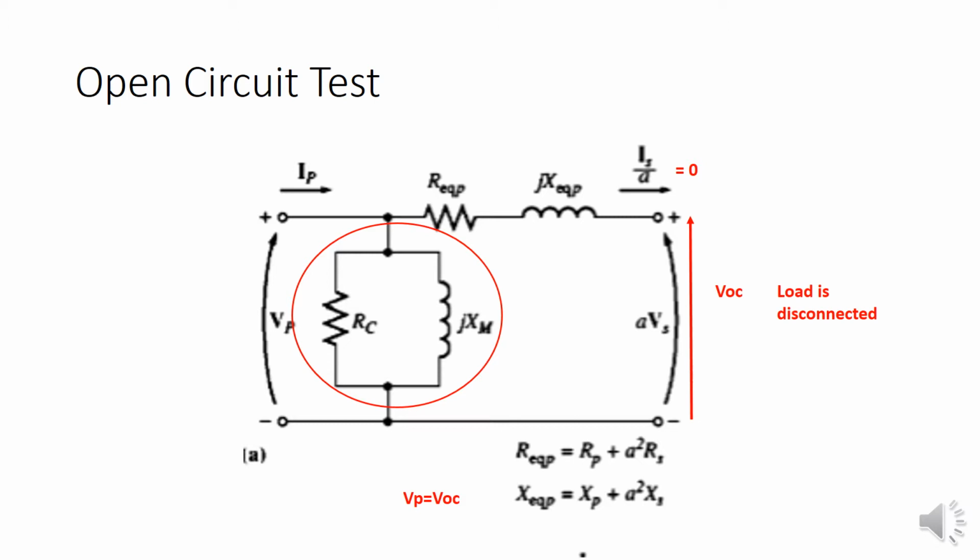So as you can see, when we are disconnecting the load, open circuit voltage is actually the input voltage, because there won't be any voltage drop through Req and Xeq. Okay, and therefore using this open circuit test we can determine Rc and Xm.